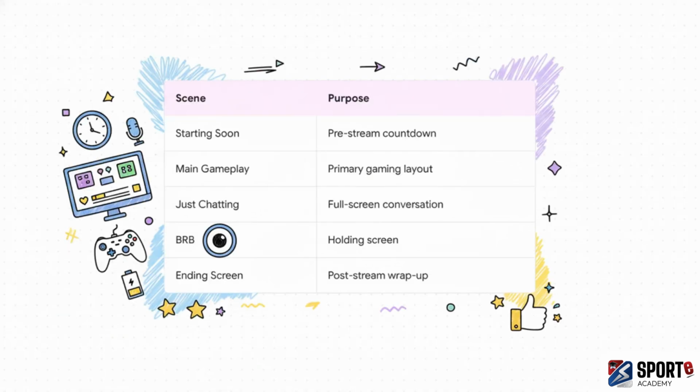Want a little shortcut? Here's a pro-level starter pack for you. Seriously, pretty much every big streamer uses some version of these 5 essential scenes. You've got your starting soon countdown, your main content scene, a full-screen camera view for chatting, a be right back screen, and an ending screen. Using this structure right away will give your broadcast that professional, polished flow.